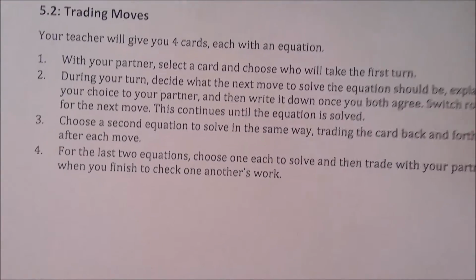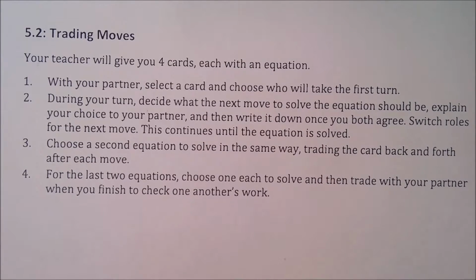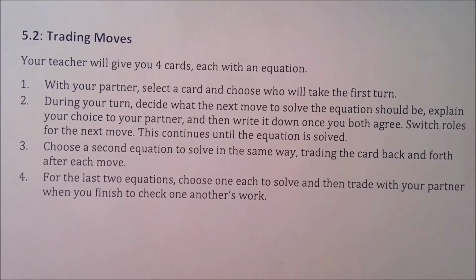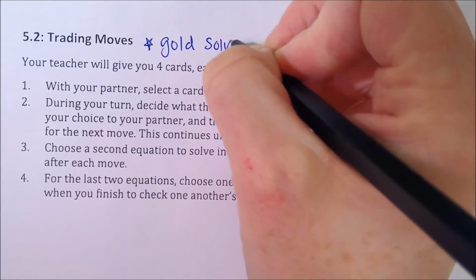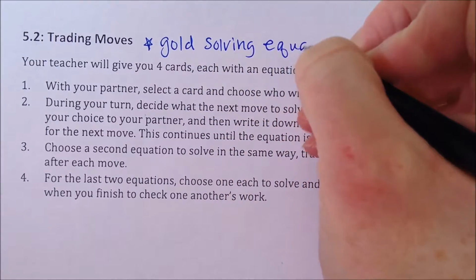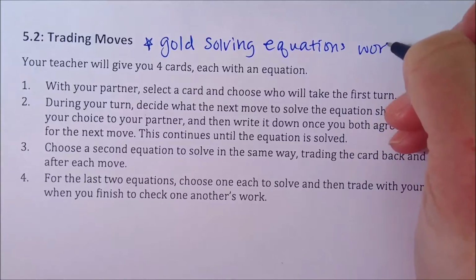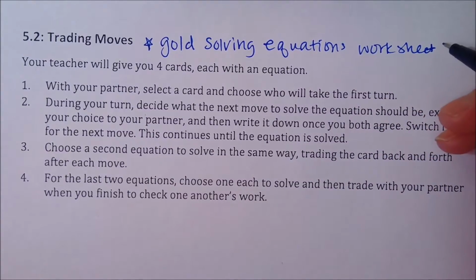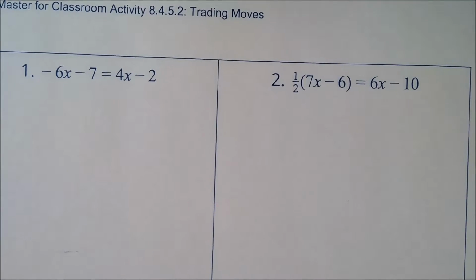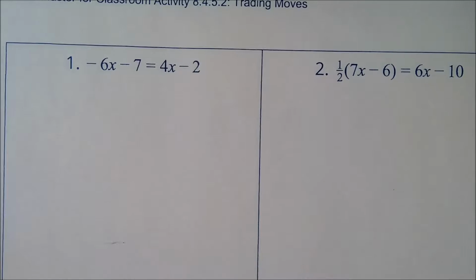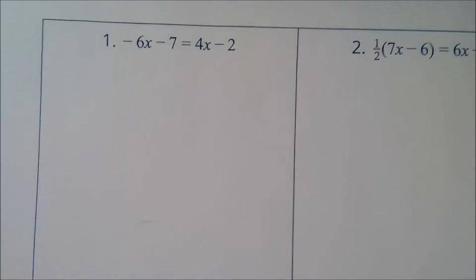Now the next section, 5.2, is an in-class activity with partners. Without the partner part, we're actually going to work on this a little bit differently. So this is the Gold Solving Equations worksheet. So this worksheet right here is where we're going to go next. So make sure you have this worksheet up.